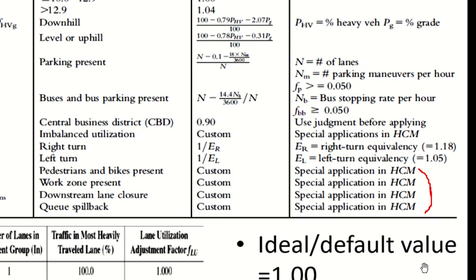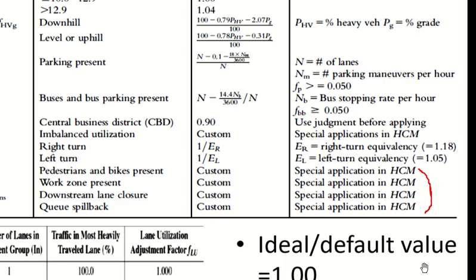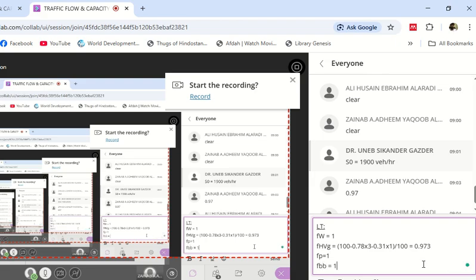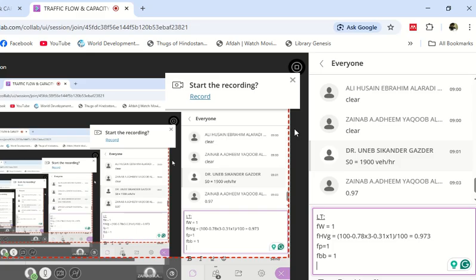Do we have parking for left turning? We don't have parking for left turning. So this factor is 1. 1 means if you multiply it, then nothing will happen, right? So I'm doing it for the left turning, that's why. Buses and bus parking nearby, again, left turning, will not count it. Is it a CBD area? It's a non-CBD area. Okay, so factor for area type, 1.